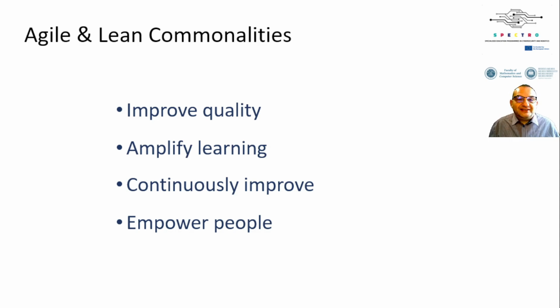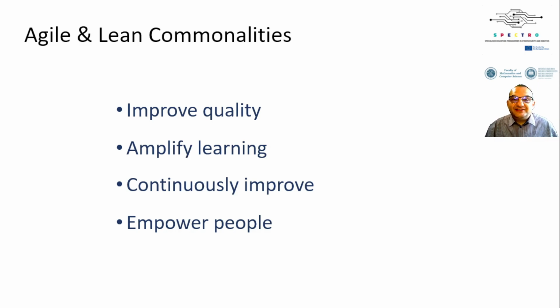Finally, both Agile and Lean focus on empowering people. These methodologies thrive when teams are trusted to make decisions, solve problems, and take ownership of their work. By emphasizing respect and support for individuals, they create an environment where innovation and productivity flourish.